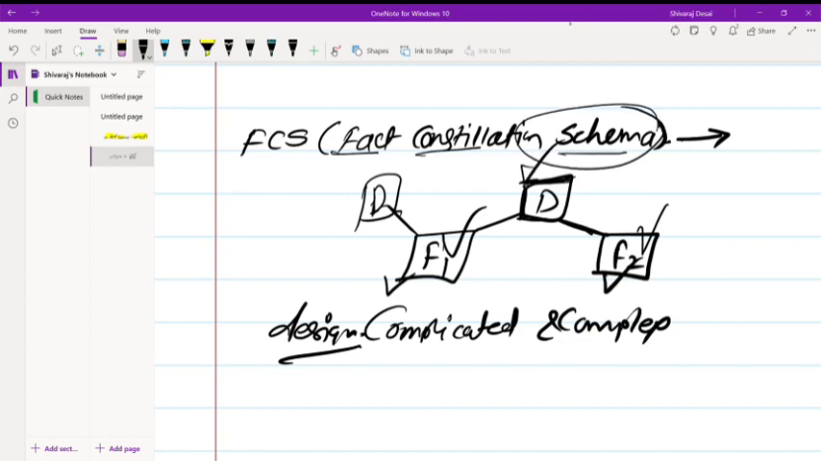So these are the main schemas in the database system.